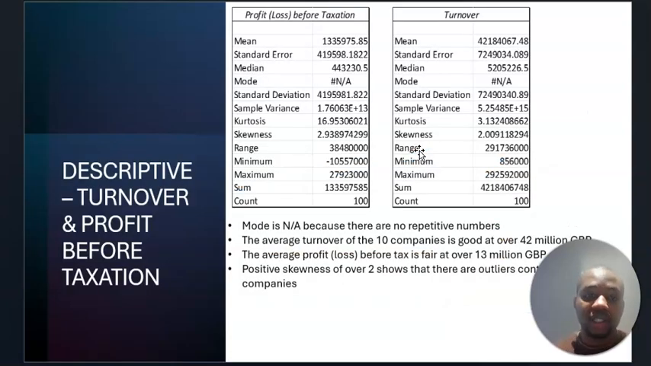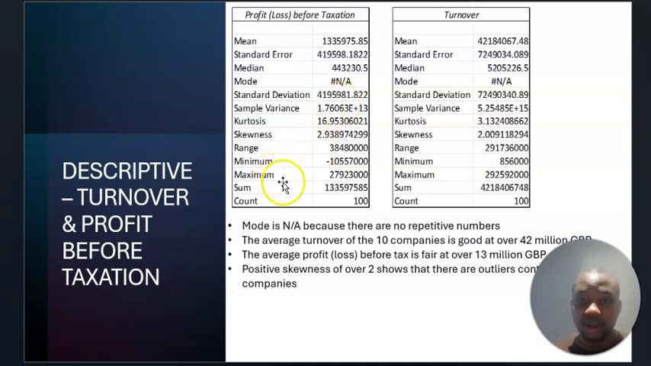Now, we're going to do a descriptive analysis, comparing the turnover and the profit before taxation. From the table, you could see that the mode is NA. That's very obvious because we do not have repetitive numbers in our data samples. And of course, mode is the number with the highest frequency. So that's why it's NA.